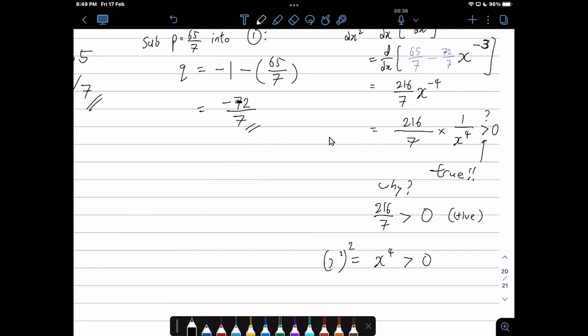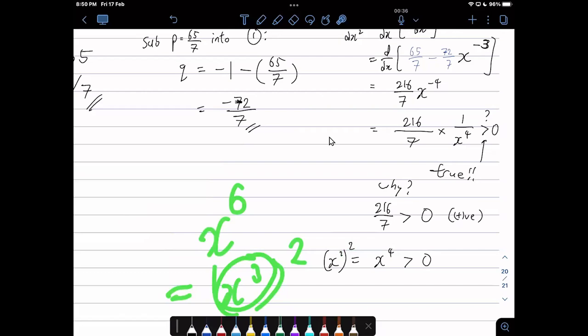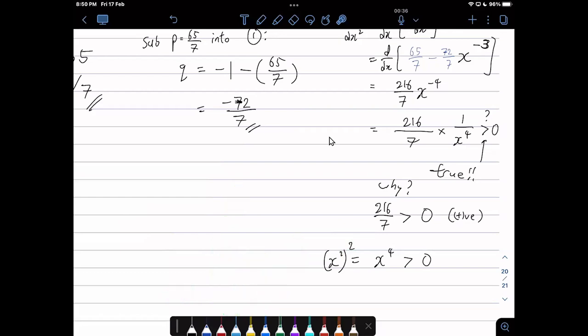Because with even powers you can always have 2 times something. For example, x power 6, you can always write it as x cubed to the power of 2. X cubed itself can be negative, 0, or positive. But when you square it, it just becomes positive or 0. In this case, could it be 0? Could this be equal to 0? That will only be true when x equals 0. 0 power 4 equals 0.